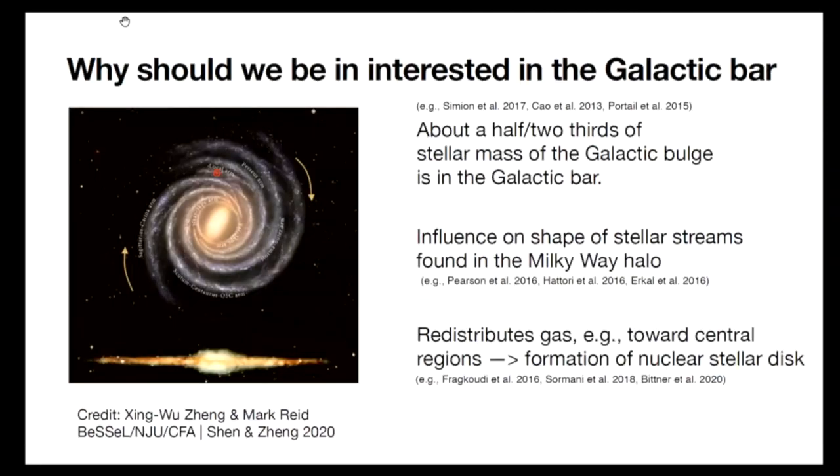So the Milky Way bar is a quite prominent structure, composed mainly or only of stars. Approximately half, or 1/3, of the stellar mass of the galactic bulge is deposited in this galactic bar. It severely affects its surroundings, particularly the stellar streams in the Milky Way halo, and it funnels the gas toward the central regions, and it contributes to the formation of the nuclear stellar disk.